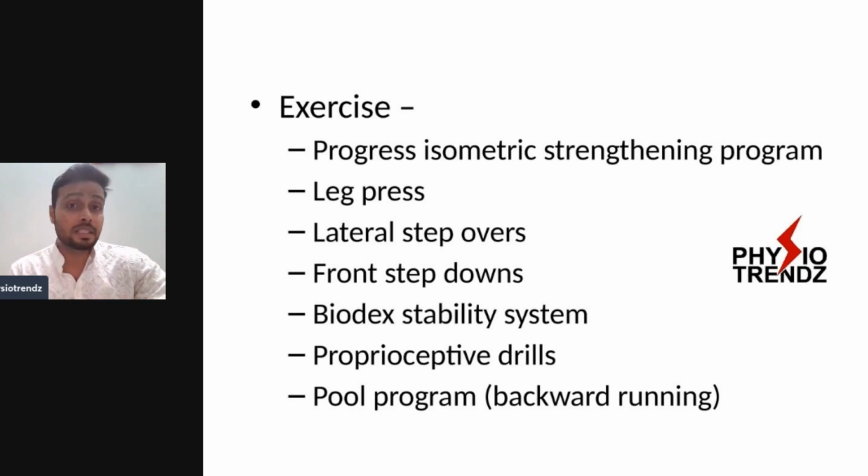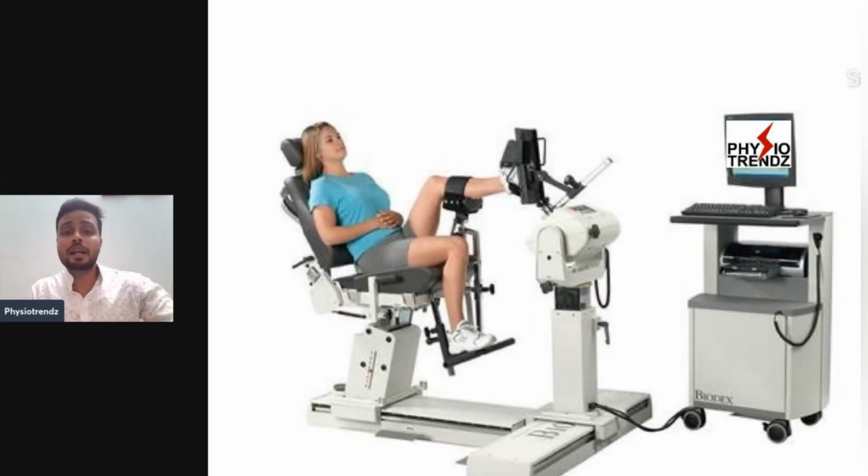Biodex stability system is nothing but isokinetic movement, for which we use a Cybex machine or dynamometers. I am going to show you that in the next few slides. Proprioceptive drills for improving proprioception of the knee joint, as well as pool programs, especially backward running. Backward running plays a very important role in phase 3 in improving muscular endurance as well as strength. This is what I was talking about, isokinetic activity with a dynamometer or Cybex machine, with which we can control the velocity of the movement or exercise, and we can give different resistance at different angles by using this equipment.